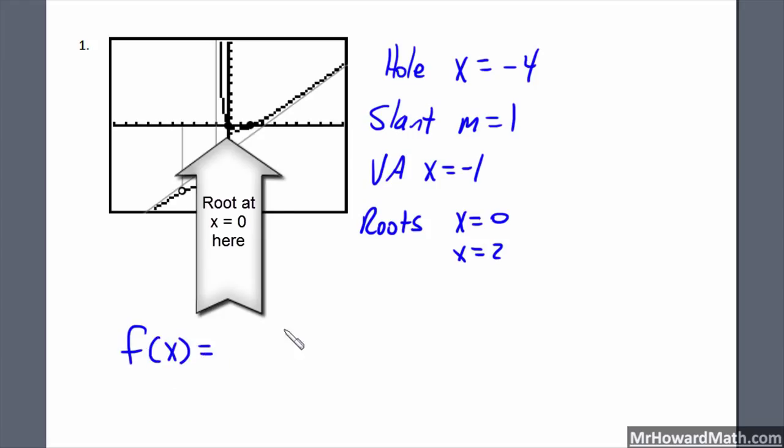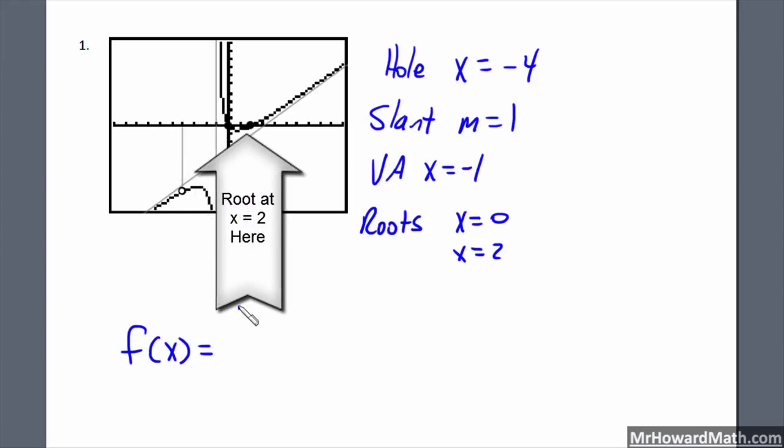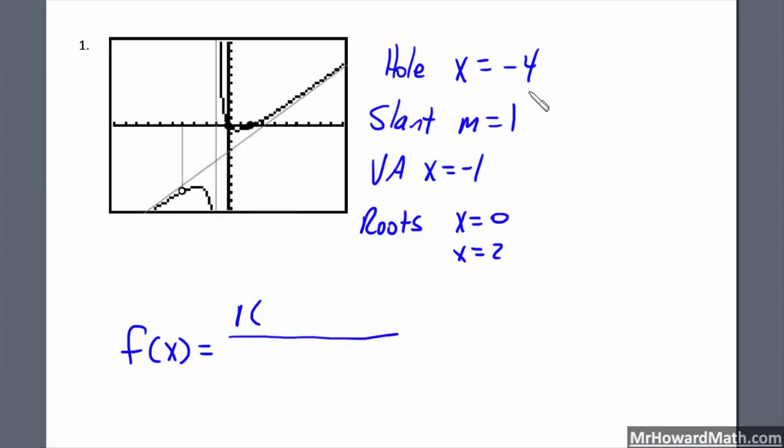So f of x equals. Okay, we have a slope of 1 for the slant, so we'll put a 1 in the front. Obviously we don't have to put the 1, but we're going to just show that it's coming from the slant here. Had the slope of the slant been 2, this would be a 2. The slope of the slant goes right here in the front. Okay, so let's do roots next. X equals 0 means we need a factor of x, so I'm going to go ahead and put the x there. And then we have a root at +2, so we need an x minus 2 factor in the numerator. So that takes care of that and that.